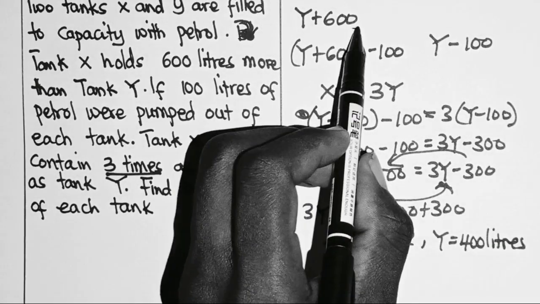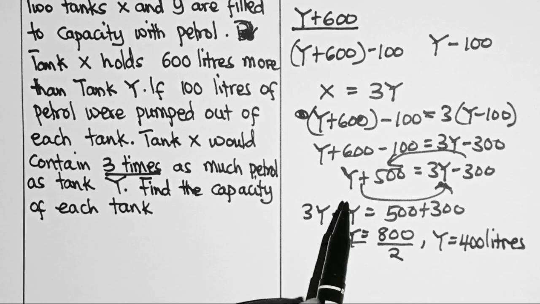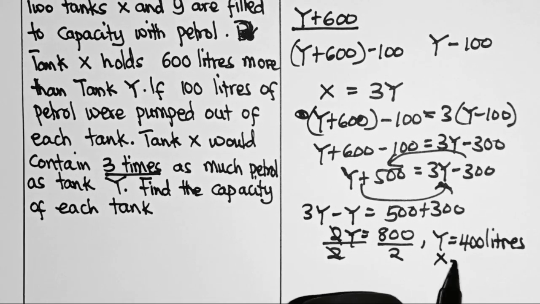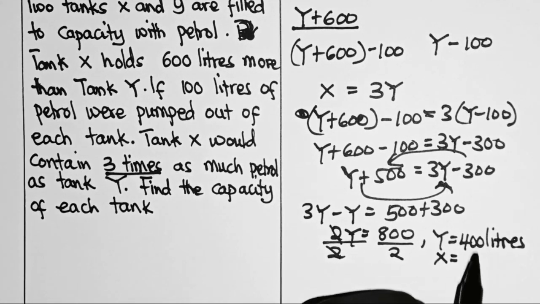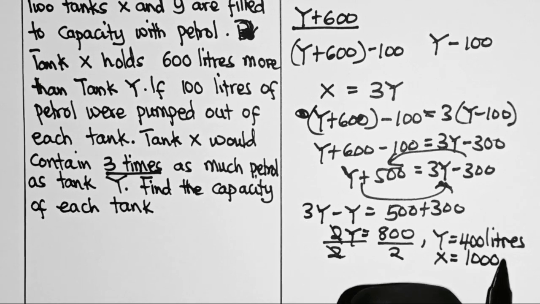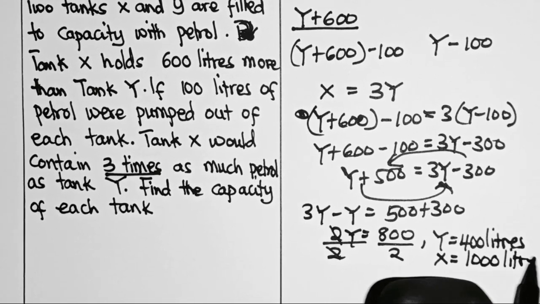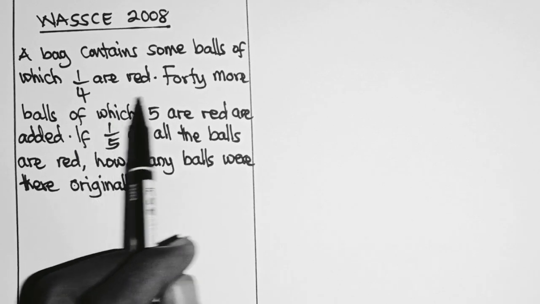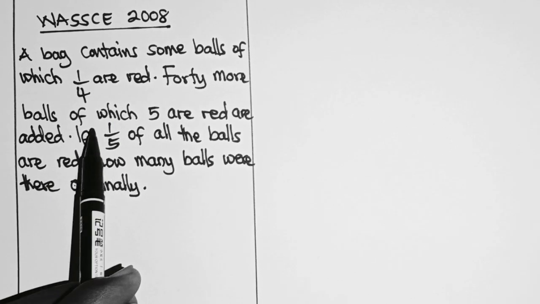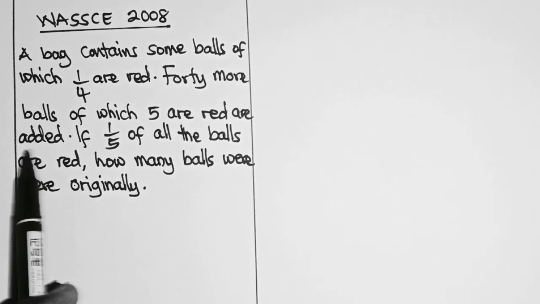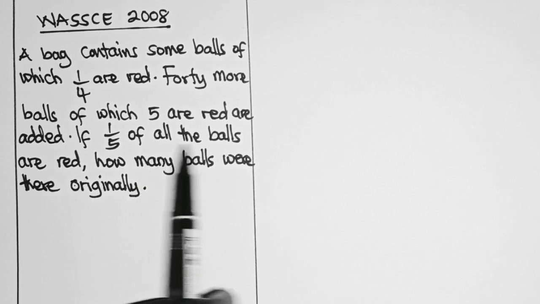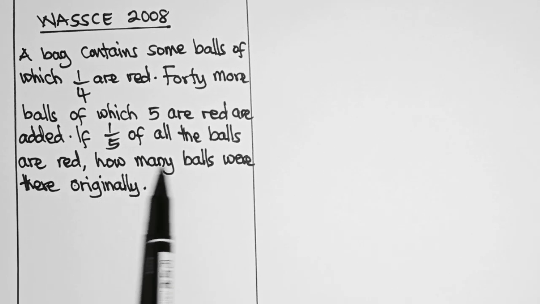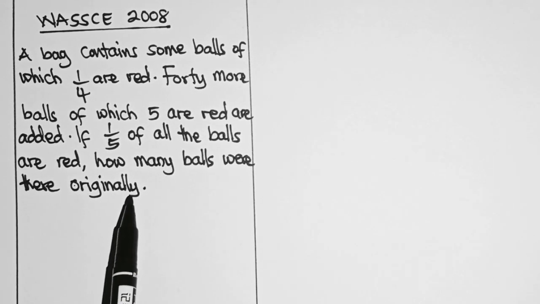But tank X contains 600 more than tank Y. Therefore, tank X will contain 600 plus 400 liters, and that will give us 1000 liters. A bag contains some balls, of which 1 over 4 are red. 40 more balls, of which 5 are red, are added. If 1 over 5 of all the balls are red, how many balls were there originally?